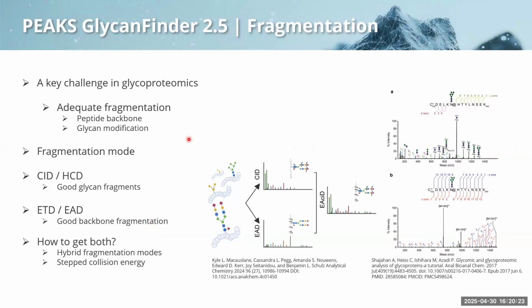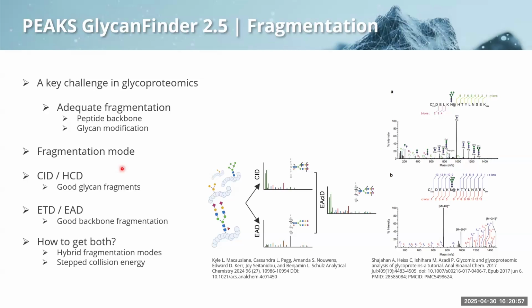I also want to talk about fragmentation because a key challenge in glycoproteomics is obtaining that adequate fragmentation both along the peptide backbone and on the actual glycan modification. And in Peak's GlycanFinder, you can get the best score when you have good fragmentation along both peptide and glycan. And so oftentimes the choice of fragmentation mode can make quite a big difference into how good this fragmentation is.